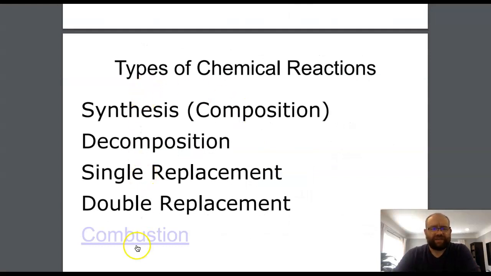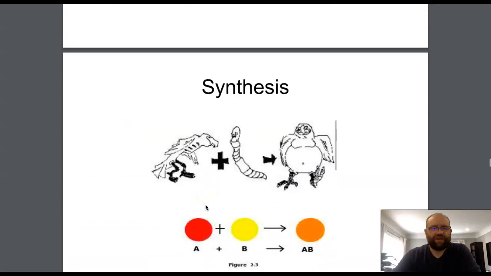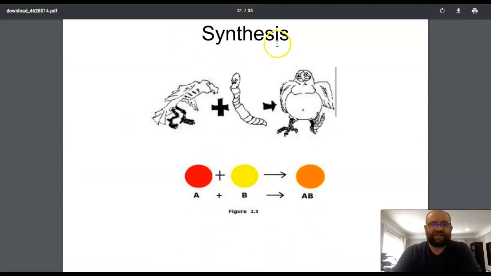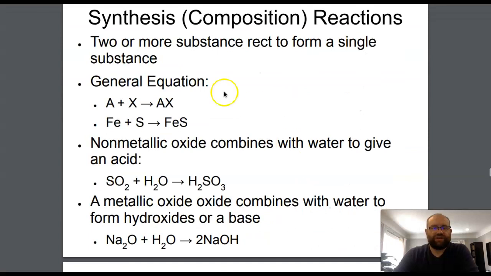So there's 5 different types of chemical reactions: synthesis, decomp, single replacement, also known as single displacement. You can use either interchangeably. Then double displacement or double replacement, and then combustion. So synthesis, just like you would think, synthesizing something is bringing parts together to make a whole. So we have A plus B yields AB. So chemical A plus chemical B yields chemical AB. So the general equation here for that is A plus X yields AX.